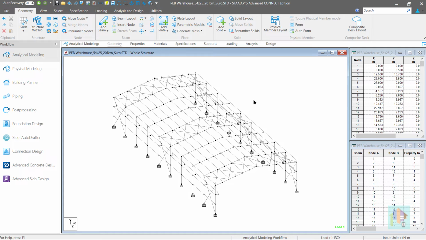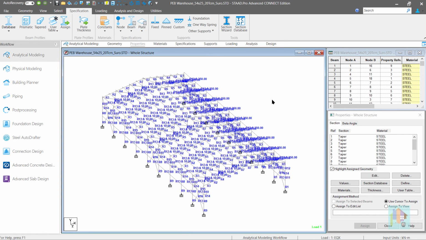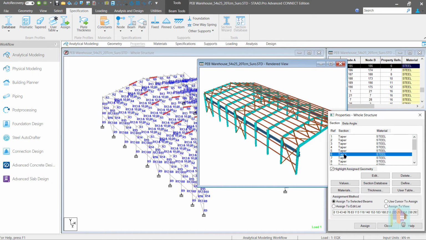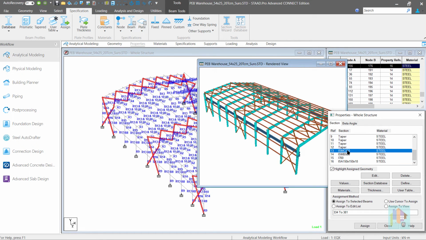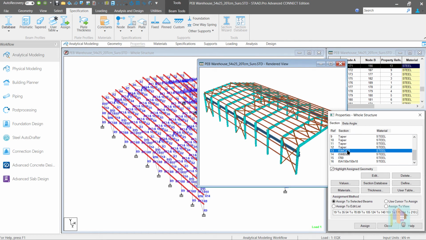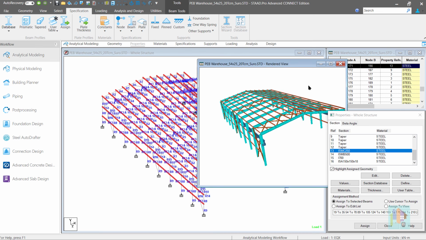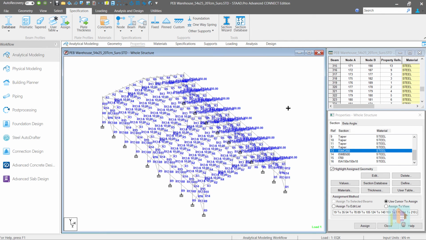In this PEB structure, only steel sections are used. I have modeled the rafter and column using a tapered plate girder section. Angle sections are used for bracing, and channels are used as purlin and girth. I have used this model in the series on modeling, analysis and design of PEB structure. You can check this on my YouTube channel. For this model, we need to define the value of the ST parameter as 3.